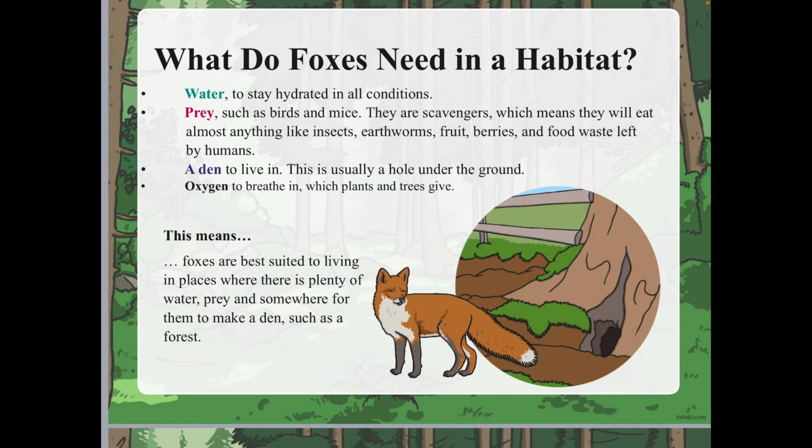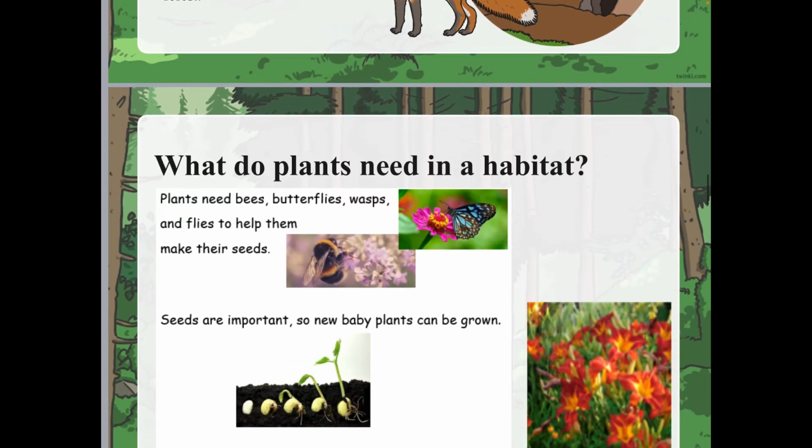Foxes also need oxygen to breathe in, which plants and trees give out. This means foxes are best suited to living in places where there is plenty of water, prey, such as birds and mice, and somewhere for them to make their den. The best place is really a wood or a forest.